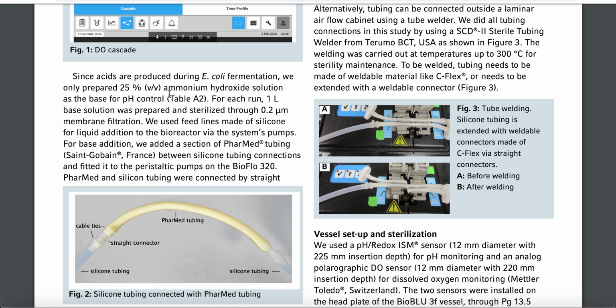Since acids are produced during E. coli fermentation, we only prepared 25% volume-to-volume ammonium hydroxide solution as the base for pH control. For each run, 1 liter of base solution was prepared and sterilized through 0.2 micrometer membrane filtration. We used feed lines made of silicon for liquid addition to the bioreactor via the system's pumps. For base addition, we added a section of Fluran tubing between silicon tubing connections and fitted it into the peristaltic pump on the BioFlo 320.